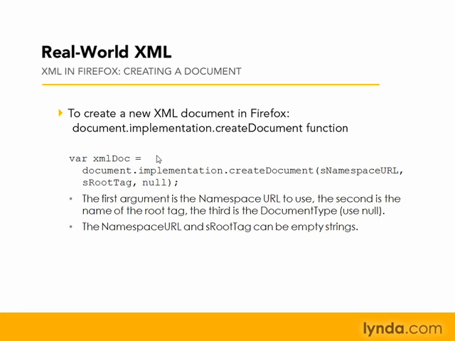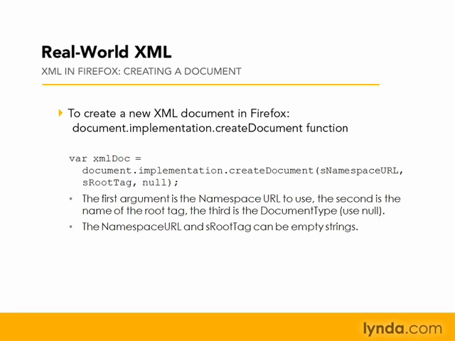First argument is the namespace URL to use. And we're not going to get too deeply into namespaces right now because they're a fairly complex subject, but you should just know that you can pass an empty string for this. The second argument is the name of the root tag that you want to be at the base of the XML document. And again, you can pass an empty string for that, but if you pass a string here, that will become the root tag that's at the base of the document.